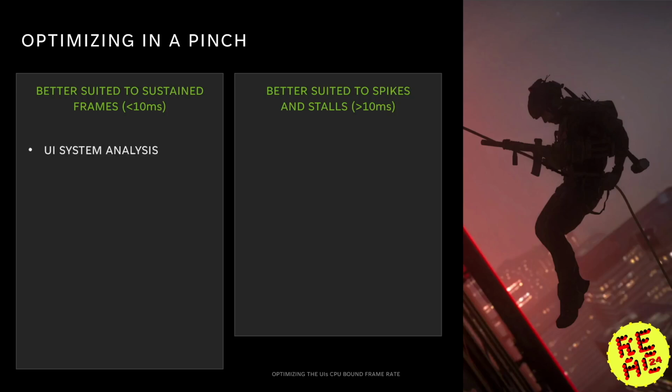Sustained frame time tends to be improved with analysis of the core C++ systems. This means investigating the validity of element invalidations, ensuring our caching mechanisms are working properly, and doing what can be done to avoid costly element tree traversal.